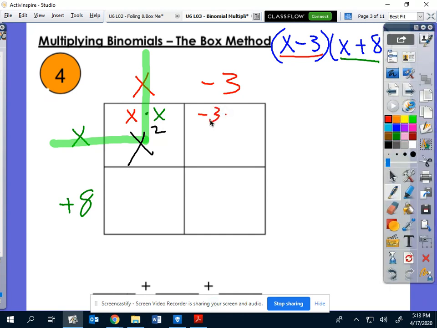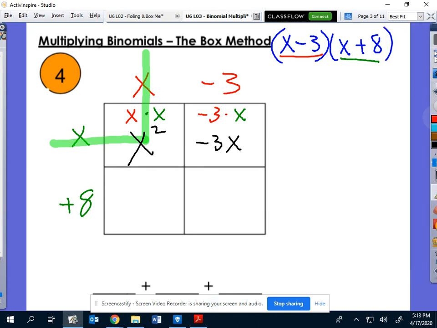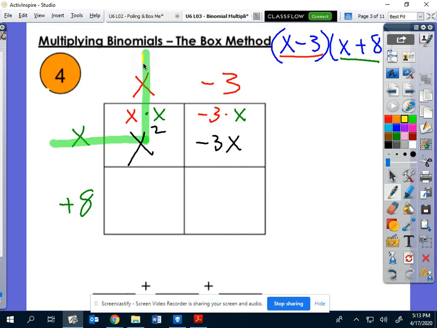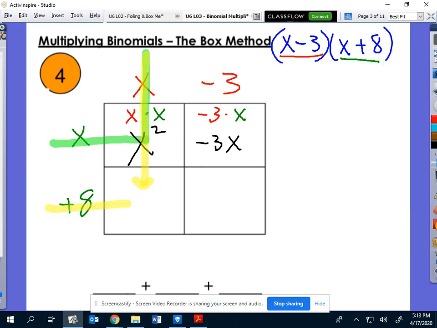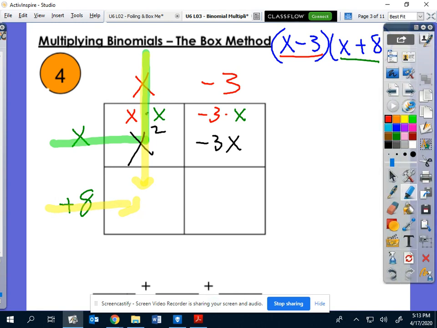Again, column negative 3 times row x gives me negative 3 times x, which is just negative 3x. Okay? And then column and row again, but this time it's column x times row 8, all the way down here. So we're still multiplying row times column, but you're going now to the second row. So in this case, it's still red x times green 8, which then again is just 8x.